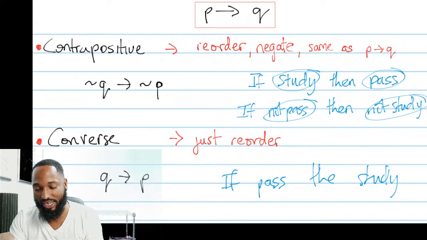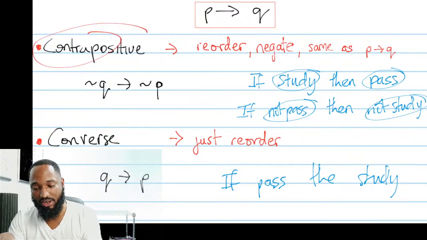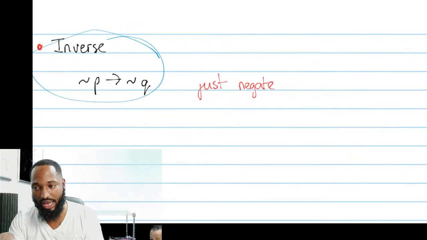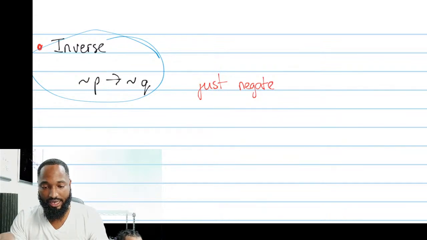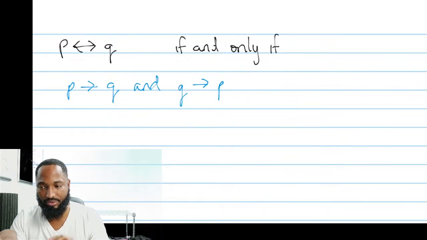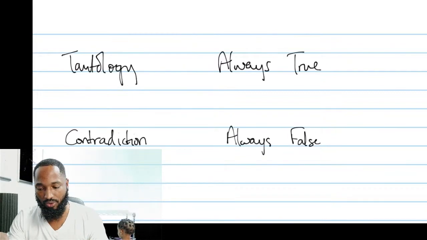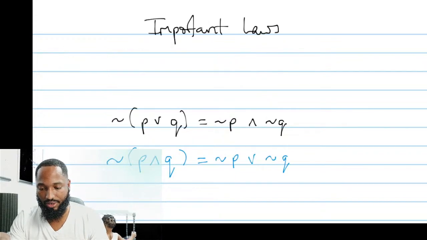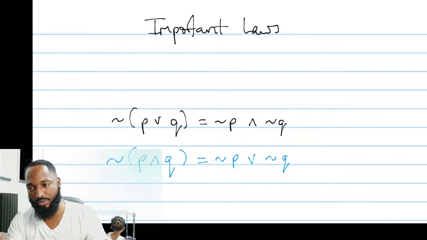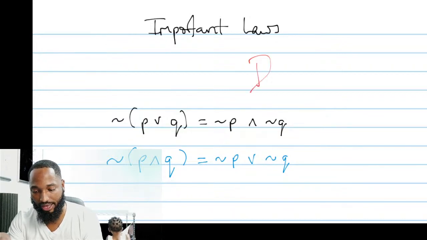Yeah, where was I? And you know the three things they're always asking: contrapositive, converse, and inverse. And then biconditional. You know your tautology, you know your contradiction. We know De Morgan's. This is the important fella.